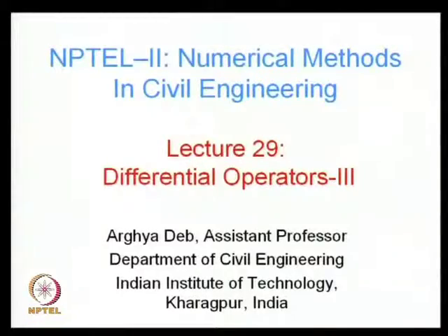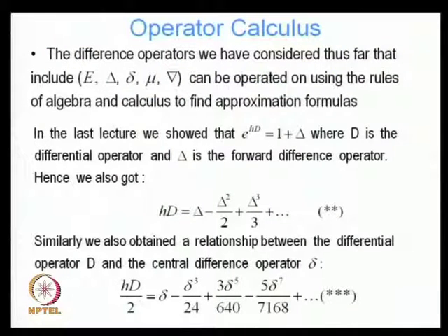In lecture 29 of our series on numerical methods in civil engineering, we will continue with our discussion on difference operators. The difference operators we have considered thus far include the shift operator, the forward difference operator, the central difference operator, the average difference operator, and the backward difference operator, and we have seen that they can be operated on using the rules of algebra and calculus to find appropriate approximation formulas.